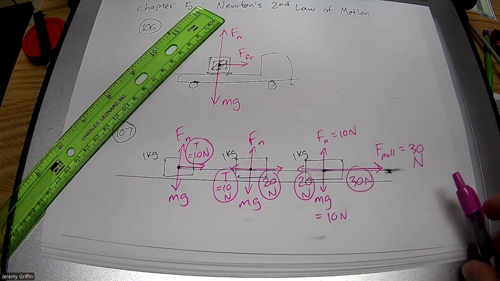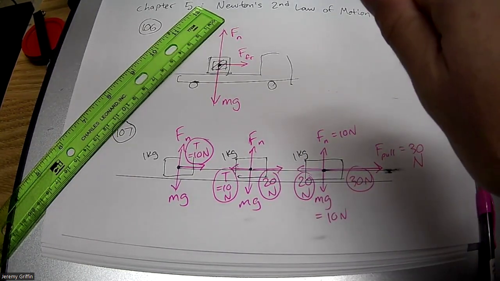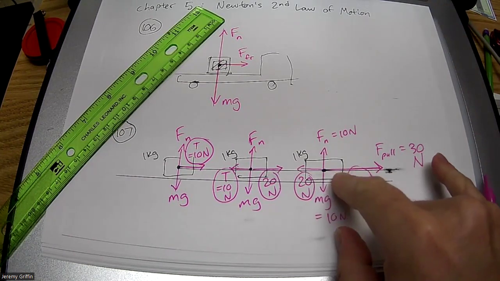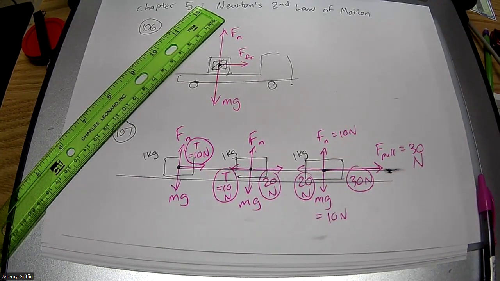Do you guys remember when you did the vertical version of this? You guys remember holding 3 weights on spring scales? And the top spring scale was reading a lot of weight. And the middle spring scale was like a medium amount. And the bottom spring scale was reading the smallest amount of weight at all.